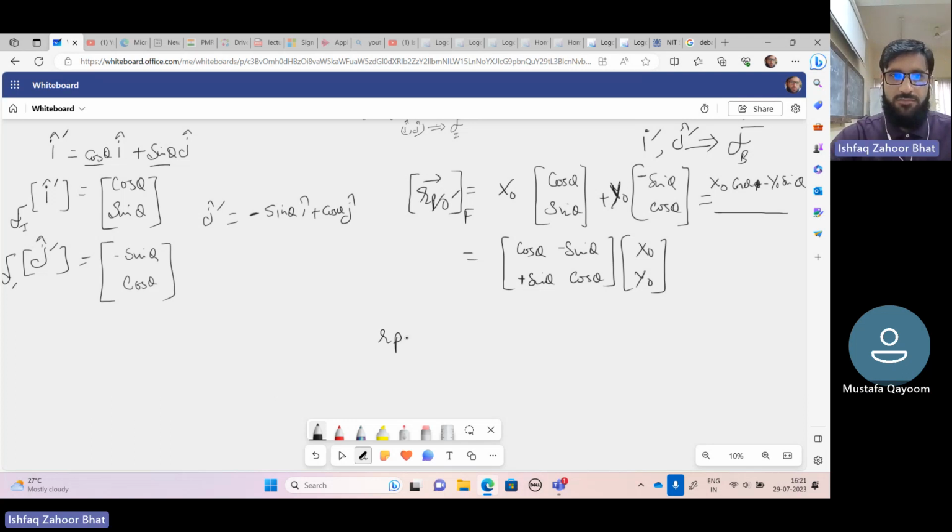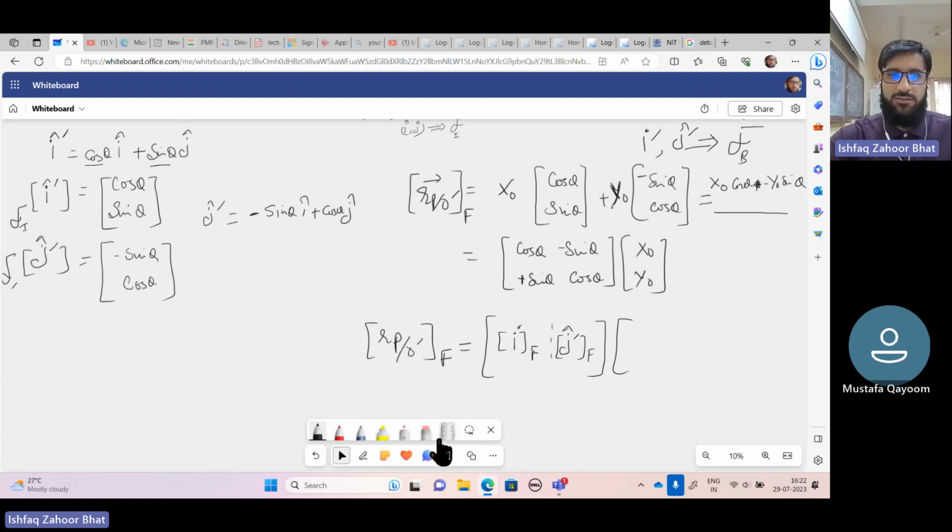I will write this R_PO dash in fixed frame. What is this? Cos theta, sine theta. It is I dash in fixed frame, isn't it? And minus sine theta, cos theta is J dash represented in fixed frame.